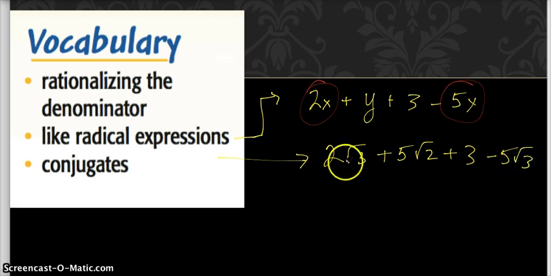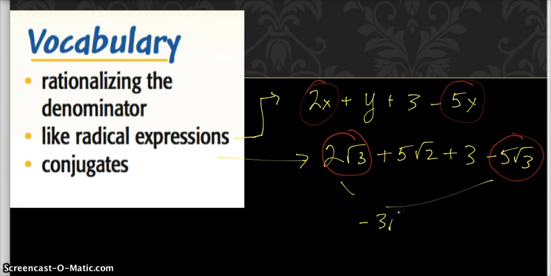What I'd like you to know is that if they have the same radical, they're like radical expressions. So we can join those terms together. Just as 2x and minus 5x can come together to be simplified to a negative 3x, 2 root 3 plus minus 5 root 3 can come together and give me a minus 3 root 3, and everything else would stay the same. So all of these would just have to remain exactly as they are.